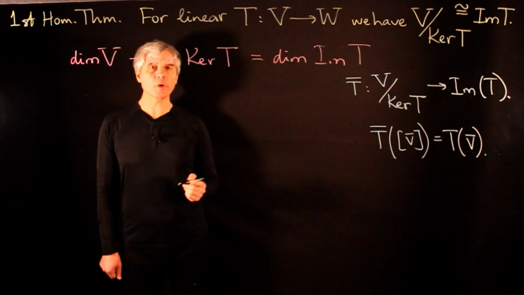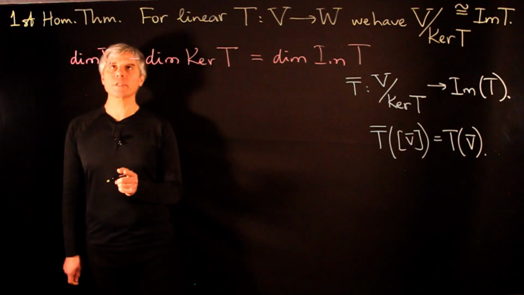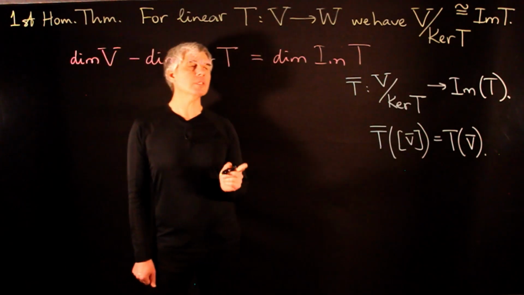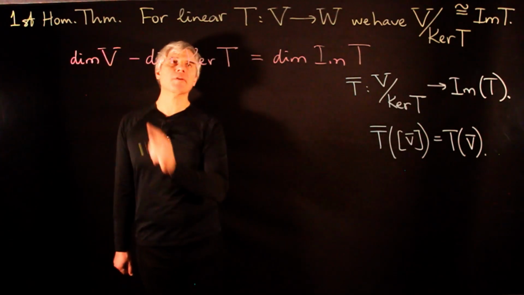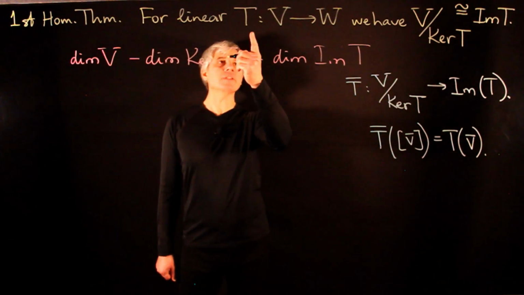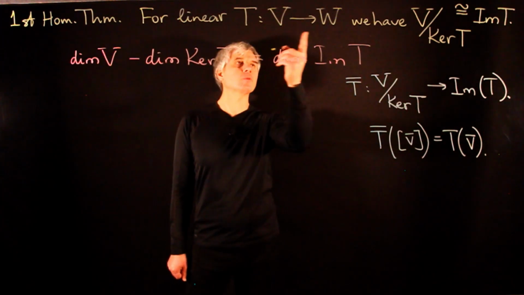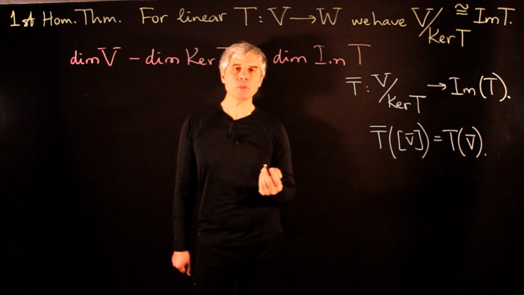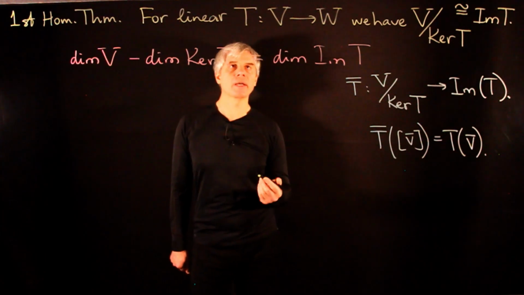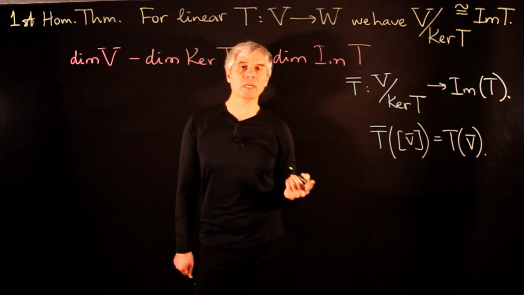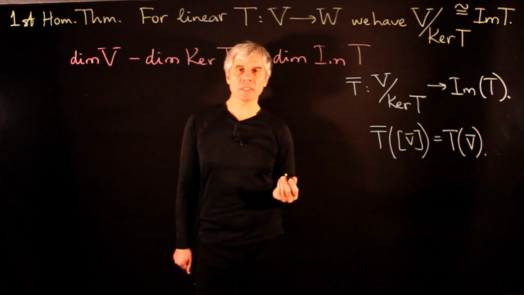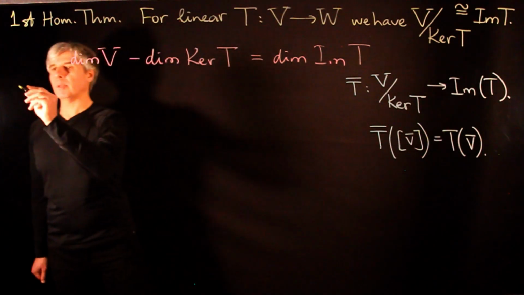It is important to point out that the first homomorphism theorem is not used in the way it is stated. In the statement of the first homomorphism theorem, we are already given a linear transformation T from V to W. But in fact, most of the time that we use this theorem, this linear transformation T will not be given and would need to be constructed. To illustrate this, let's consider the following example.